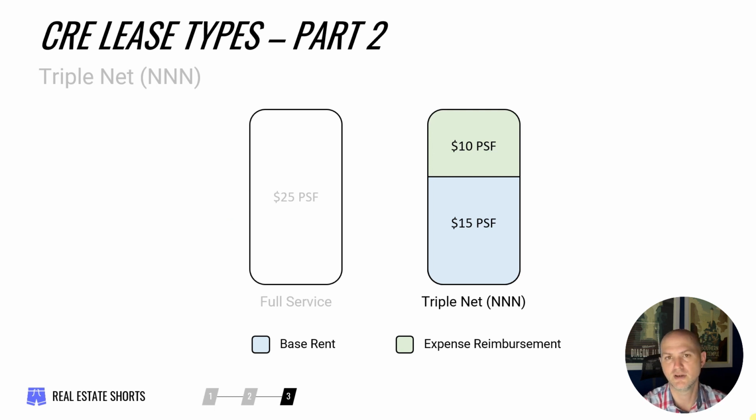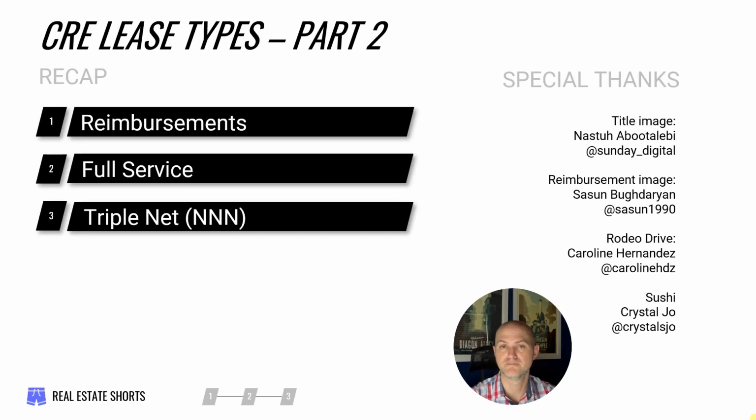So for now, let's say that global category of all three Ns, the taxes, insurance, and CAM, amount to $10 per square foot per year. So in this case, the tenant will have to pay both base rent in blue as well as the $10 in expense reimbursements back to the landlord.